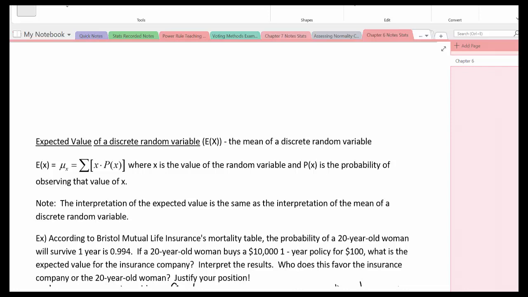According to Bristol Mutual Life Insurance's mortality table, the probability that a 20-year-old woman will survive 1 year is 0.994. If a 20-year-old woman buys a $10,000 1-year policy for $100, what is the expected value for the insurance company? Interpret the result, and who does this favor, and justify. When we write these expected value problems out, you want to be able to come up with all the different scenarios.